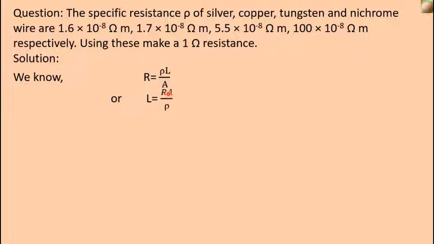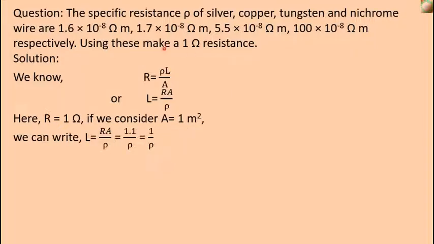L is equal to RA divided by rho. Here R is equal to 1 ohm, rho is given, and we have to choose A. If we consider A is equal to 1 meter square, that is, the cross-sectional area of the conductor is 1 meter square, we have to make 1 ohm resistance, and rho for silver, tungsten, nichrome and copper are given.